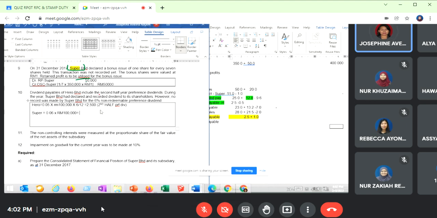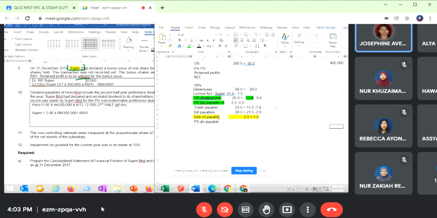So 6,000. That was not recorded. So these are the payables you have to incur because you have declared it during the year. So it becomes a liability. So that means you will recognize a preference dividend payable. All right, and then you will recognize an appropriation of that from the retained profit. So let's take a look.